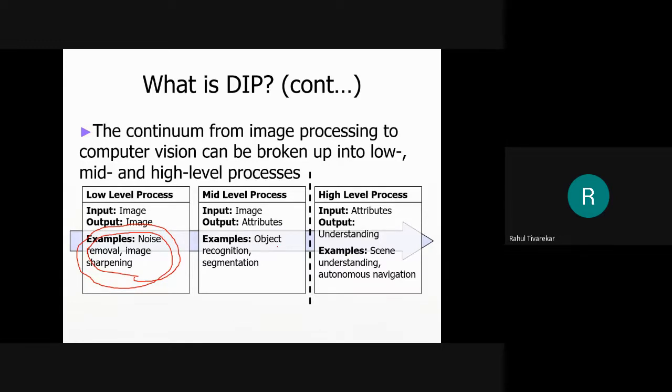In mid-level processing, we identify some kind of objects, such as how we identified the number plate in the previous example. That is called mid-level of image processing. Identify some kind of attributes from an image.